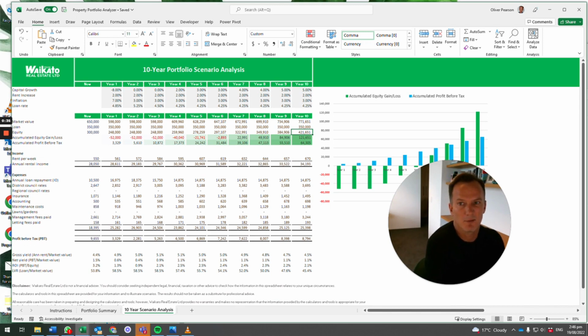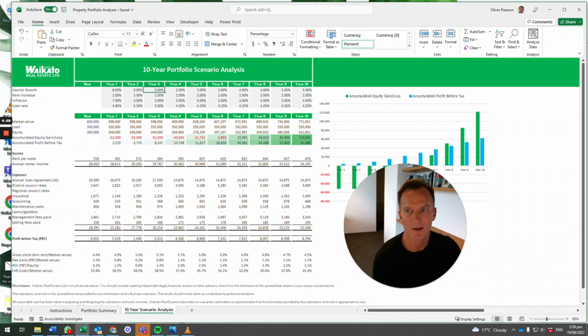Then we move on to probably what I think are the two most important numbers to look at in this scenario, which is our accumulated capital gain or equity gain over the years. So you can see that in that first year when property prices drop, our capital gain takes a hit, but then recovers over time, and we end up with an increase in capital gain, or an increase in equity, of 121k. The second line here is our accumulated profit before tax. So where does that come from?